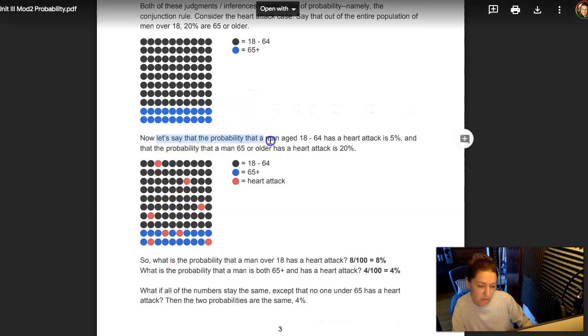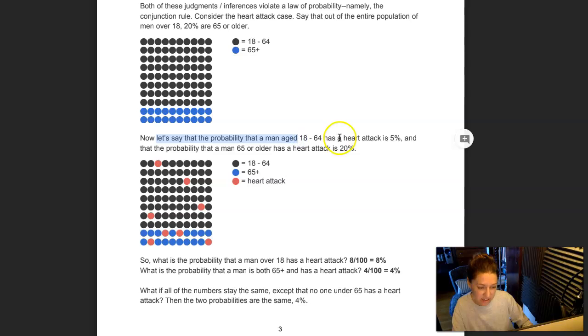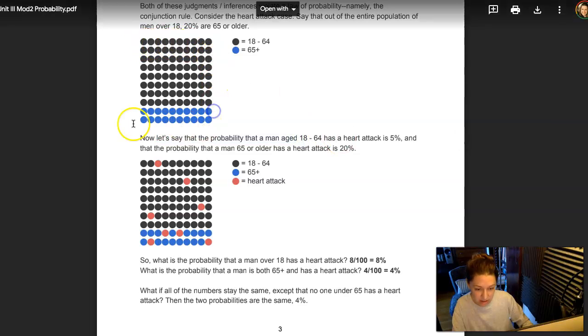Now let's say that the probability that a man aged 18 to 64, so that's any one of these, right?